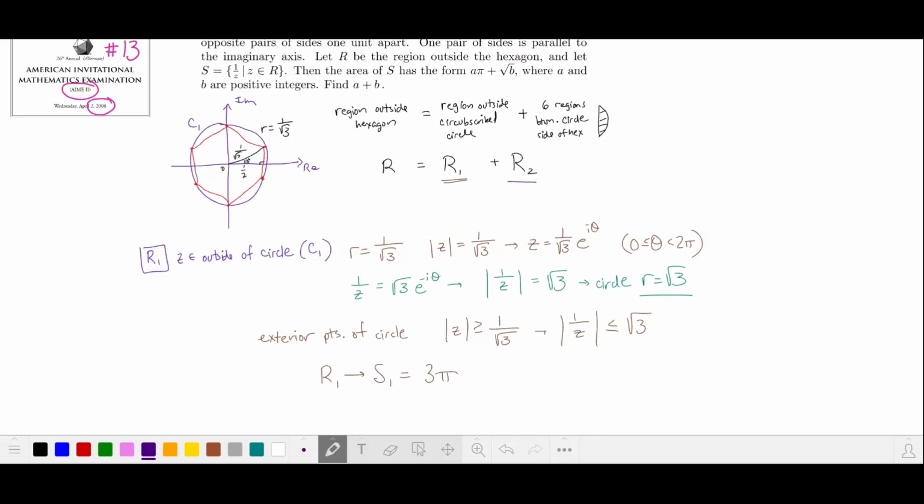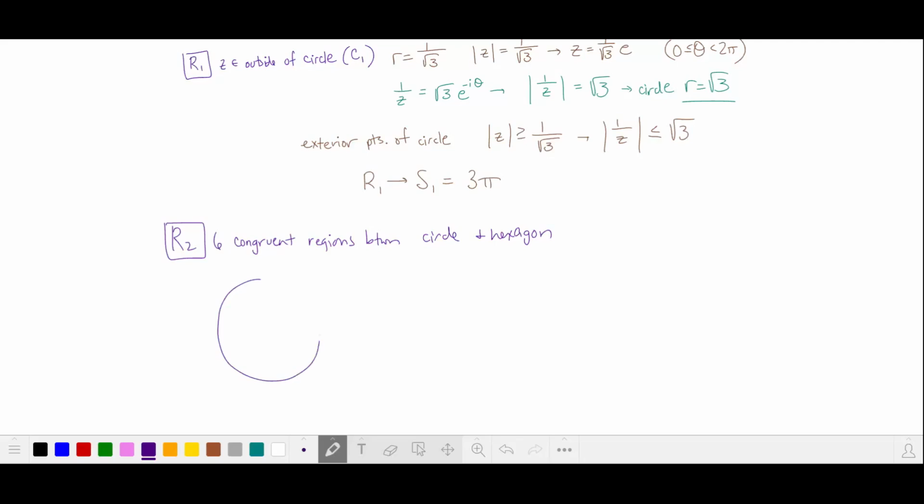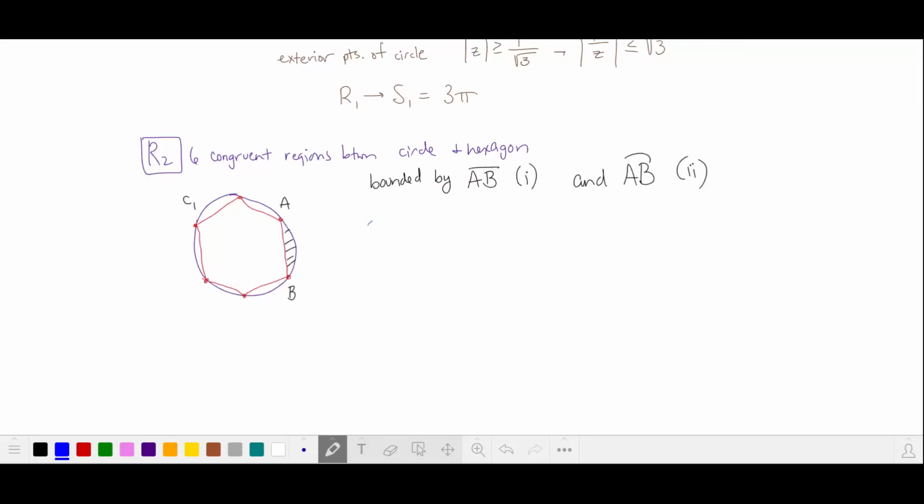Now we're going to take a look at R2, these 6 other regions between the circle and the hexagon. Here it is again. We'll call these 2 points A and B. This region here on the right is bounded by this segment AB and the arc of that circle. We'll see where the segment and the arc map under inversion, and then find the area of the region between these two. So let's see, where does the vertical line that passes through A and B map?